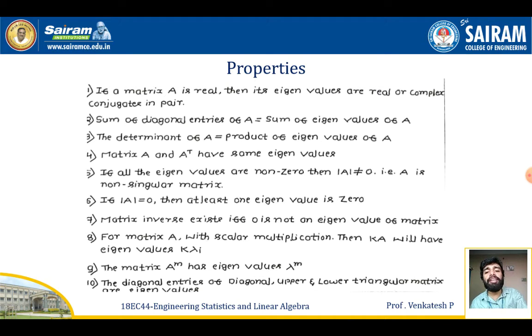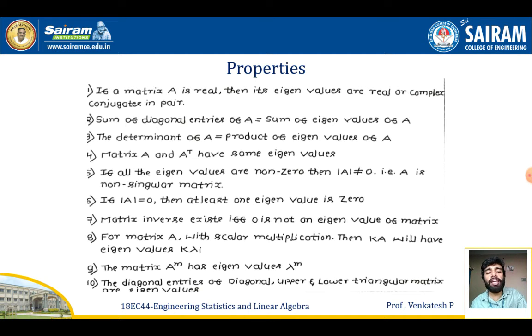If all the eigenvalues are non-zero, then the determinant of A will not be equal to 0. That is, A is a non-singular matrix. Suppose the determinant of A is equal to 0, then at least one eigenvalue must be 0 in the given matrix. So the matrix inverse exists if and only if 0 is not an eigenvalue of the matrix. If 0 is an eigenvalue of the matrix, we can't find the value of A inverse.